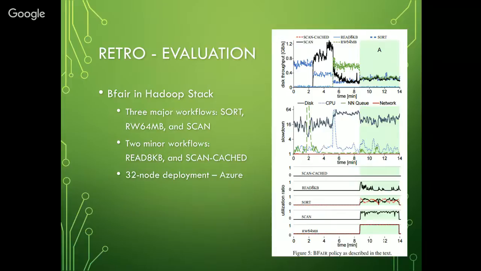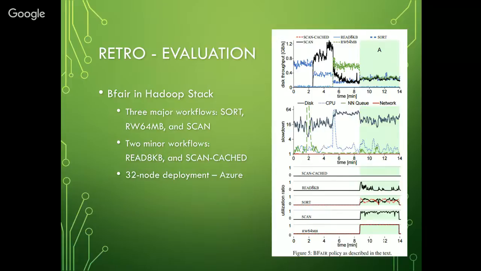We're also going to test with two minor workflows. We're looking at read8KB, which consists of 32 clients reading 8 KB files from HDFS, as well as scan cache. Scan cache consists of 32 clients scanning tables in HBase that are mostly cached in the region servers. We're going to work with a 32 node deployment in the Azure cloud. Each node has 8 vCPUs, 14 gigs of RAM, and a 600 gig data disk over a 1 gig network speed.